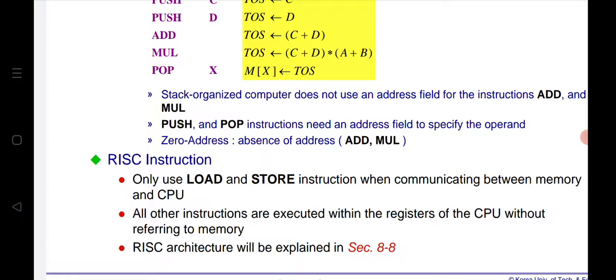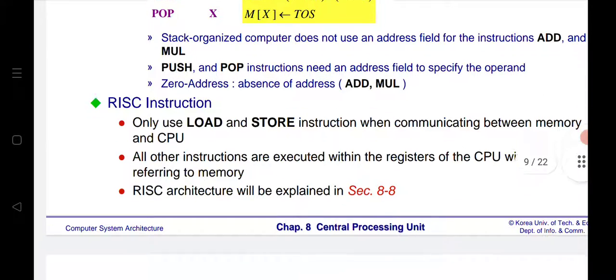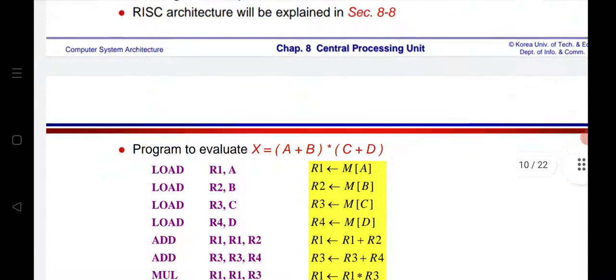All other instructions are executed within the registers of the CPU without referring to the memory. So first all the data we will load into the registers. Then by using normal instructions we will manipulate the equation. Once the results are there, by using the store instruction we will move the data into the memory location. This is best explained in the RISC and CISC architecture discussion, and at that time I will explain it in depth.